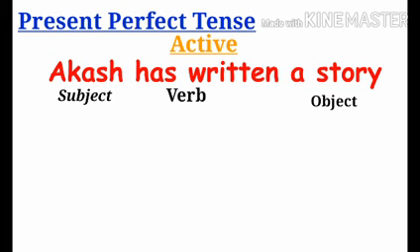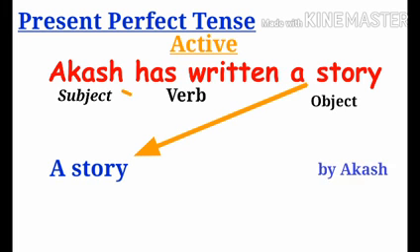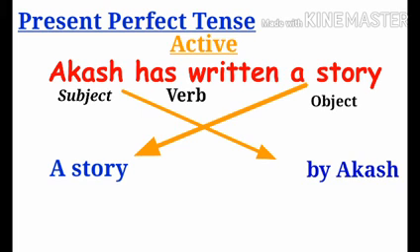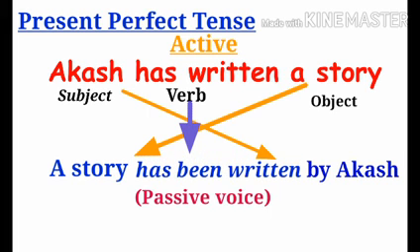So how can we convert it to passive voice? Same technique, exchange the subject and object. So a story becomes the subject, Akash becomes the object. The major thing is the change that happens in the verb. So has written changes to, as you know, has been written. Remember, in present perfect tense active voice we use the V3 form. So in passive voice also, written will repeat, no change. Akash has written a story changes to a story has been written by Akash.